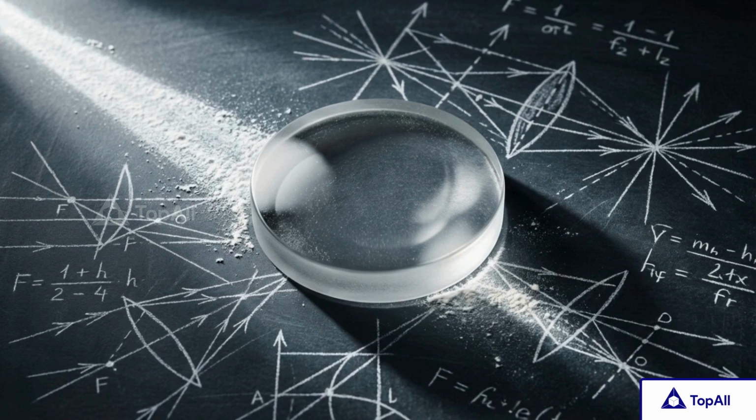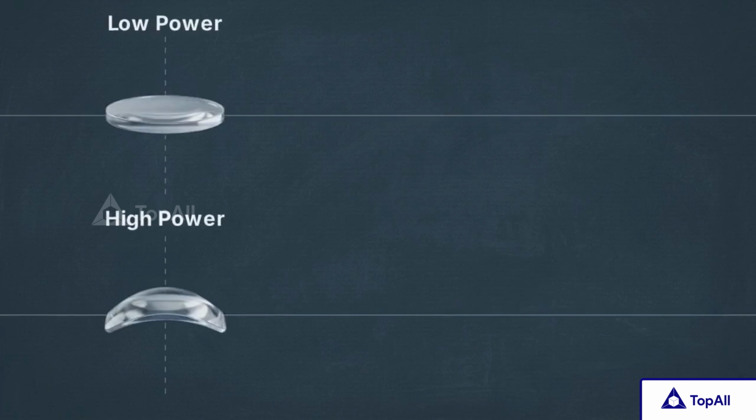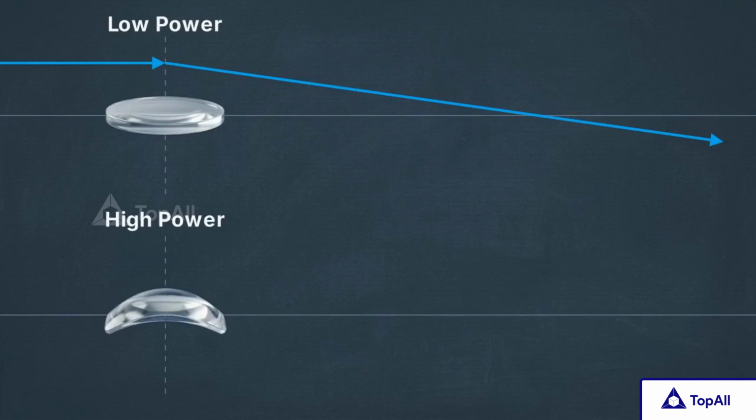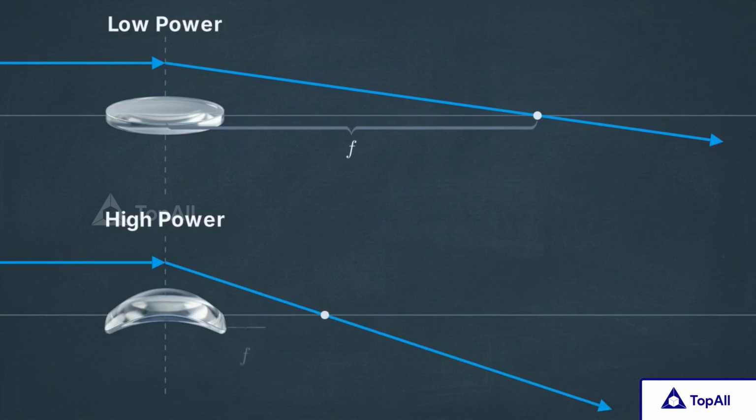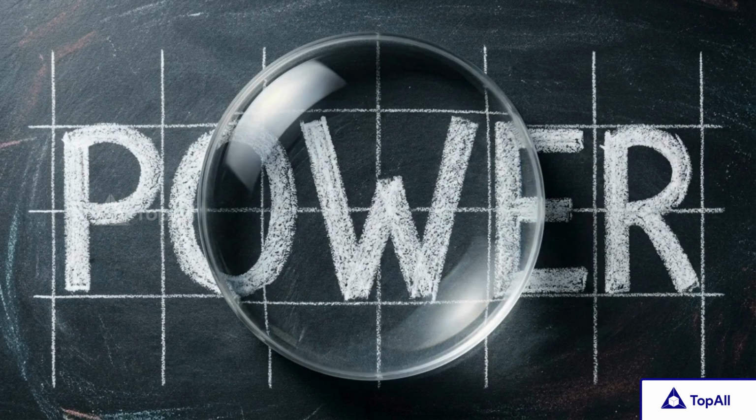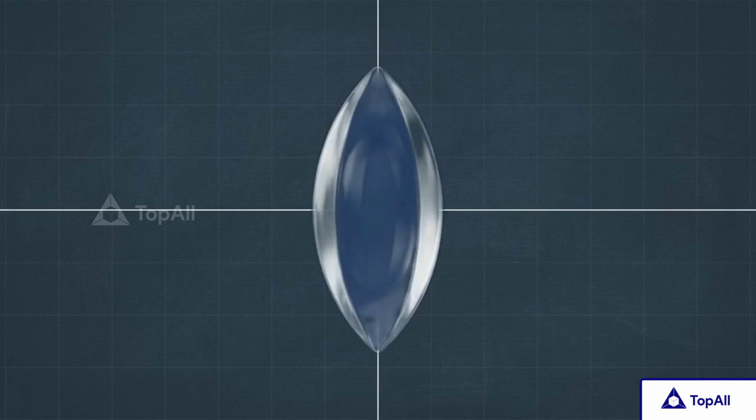How do we assign a quantitative value to the strength of a lens? A relatively flat piece of glass will bend light gently, causing it to converge far away. A highly curved piece of glass forces a sharp, immediate bend, converging the light over a very short distance. We define this ability to introduce deviation into a beam of light as the power of the lens. We can derive the exact formula for power using basic geometry.